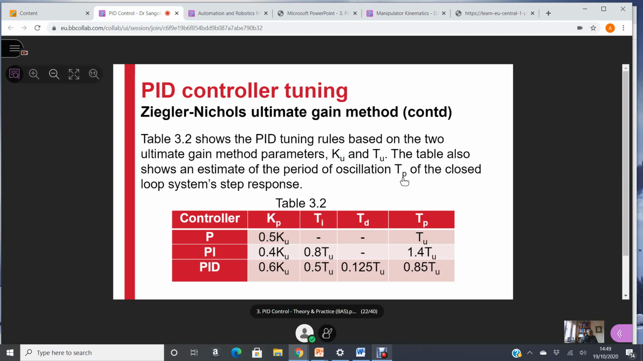As usual, the period of oscillation of the closed loop system response that will result is Tp, which is related to Tu in all cases. If you're using a proportional and integral controller, then you set your Kp to 0.4 of the ultimate gain Ku, and your Ti to 0.8 of the period of the sustained oscillation. The resulting period of oscillation in the closed loop response will be 1.4 Tu. The same goes for PID. These are the values you set for your gains: Kp will be 0.6 Ku, Ti will be 0.5 Tu, and Td will be 0.125 Tu.